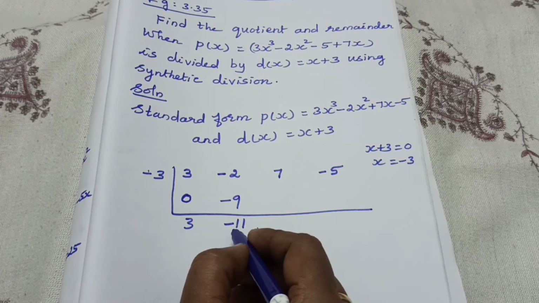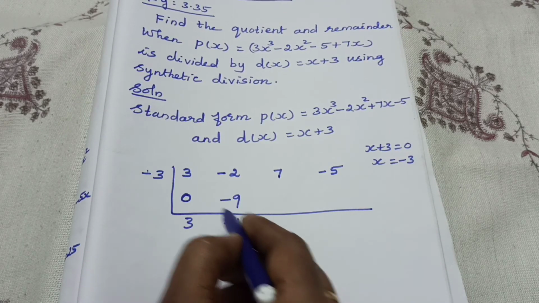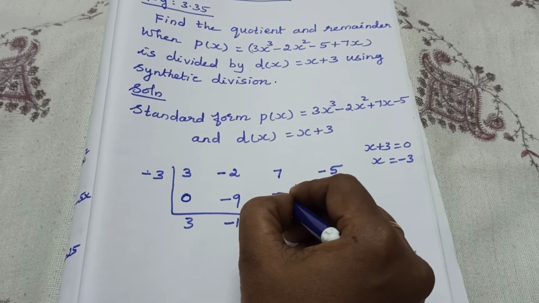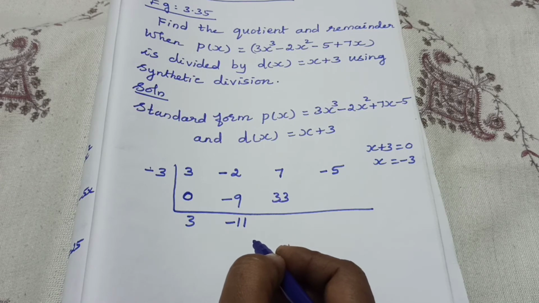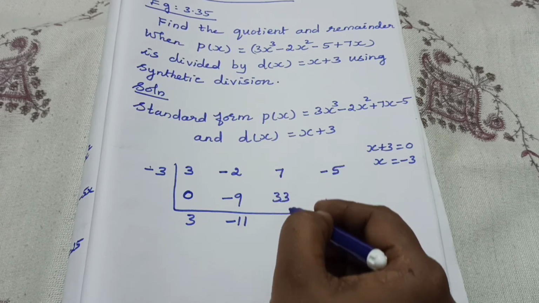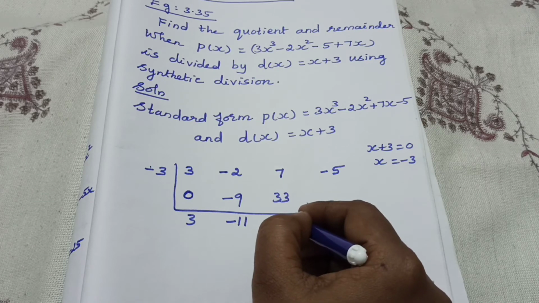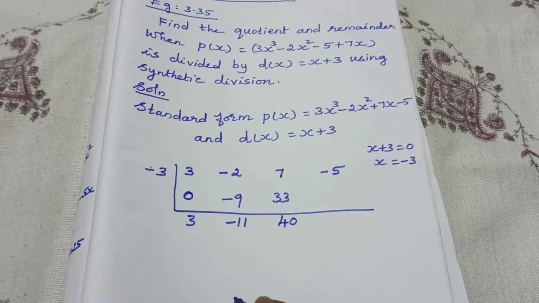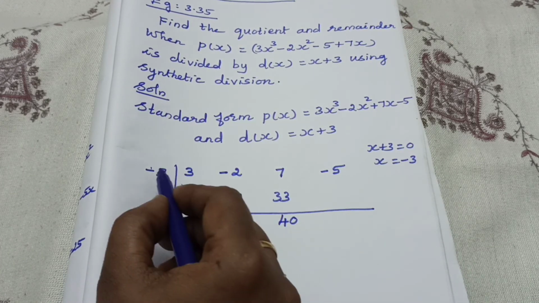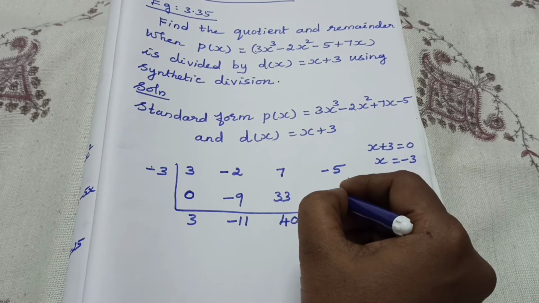Then this minus 11 and this minus 3, multiply these two. Minus into minus is plus. 11 into 3 is 33. Am I correct? Then afterwards, this third column we have to add. 7 plus 33 is 40. Then this 40 and this divisor, these two multiply. 40 into minus 3 is minus 120.